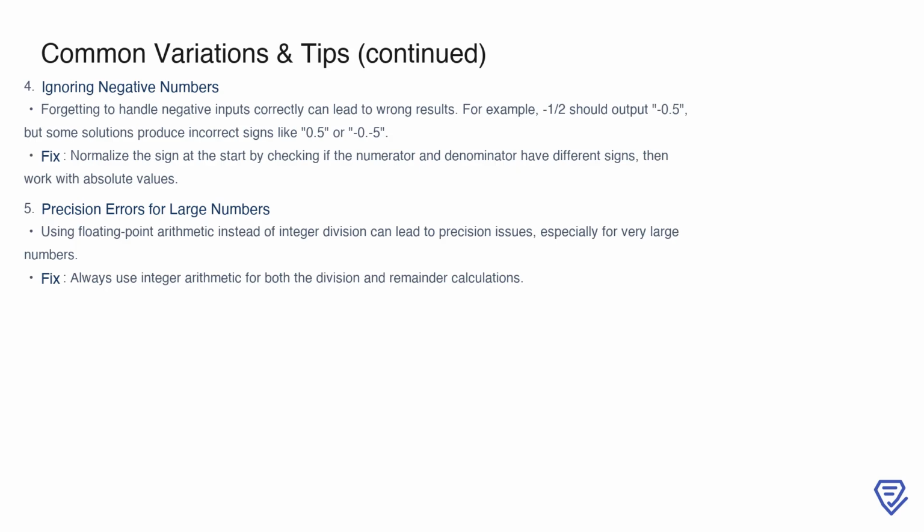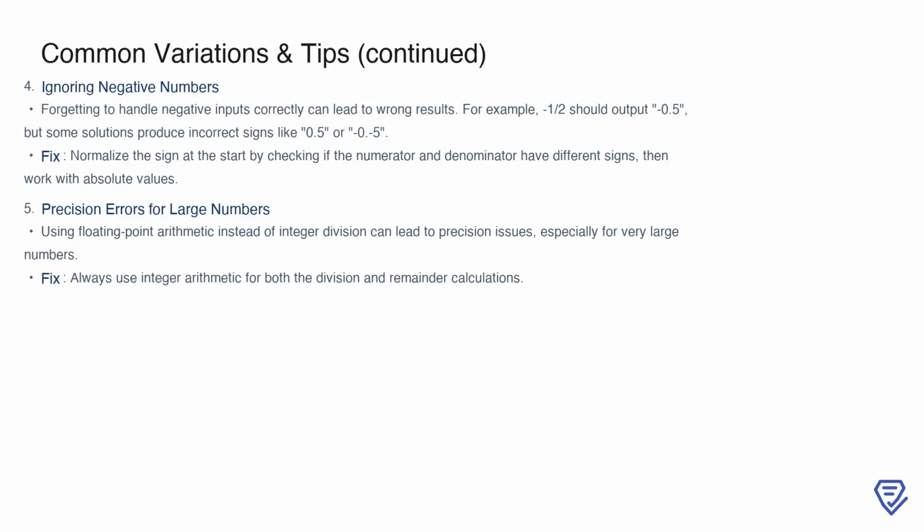If you don't correctly account for the signs of the numerator and denominator, you could end up with incorrect results. For example, dividing -1 by 2 should give -0.5, but some solutions mistakenly produce results like 0.5 or even -0-5. To avoid this, normalize the sign at the start by checking whether the numerator and denominator have different signs, and then proceed with their absolute values for the calculations.